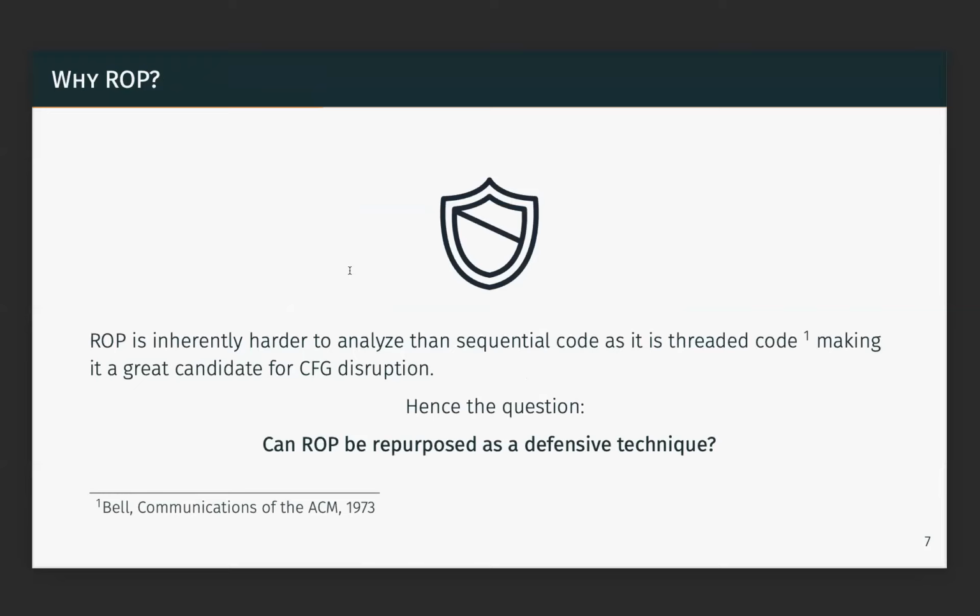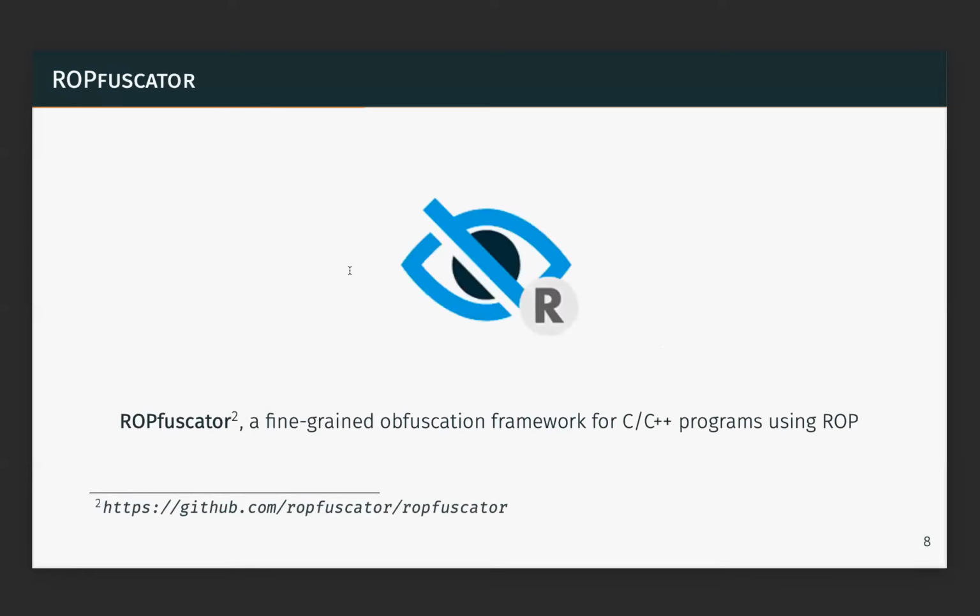So why ROP? As I said earlier, ROP is an offensive technique, and we asked ourselves, can we actually repurpose this for defensive measures, since return-oriented programming is unnatural in CFG disruption? So we present ROPfuscator, a framework based on LLVM to obfuscate LLVM-based languages, that is open source and that you can find on GitHub now.